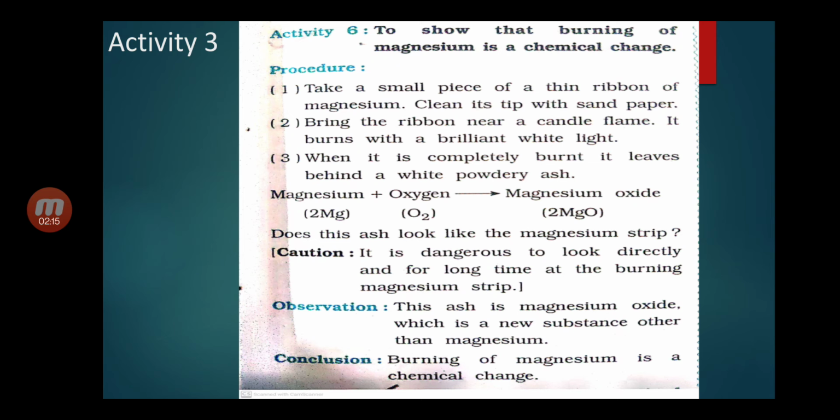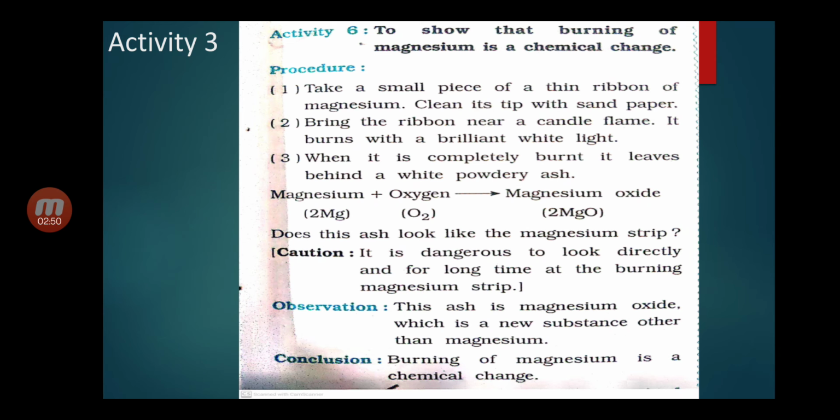Activity 3. To show that burning of magnesium is a chemical change. Procedure. Take a small piece of a thin ribbon of magnesium, clean its tip with sandpaper. Bring the ribbon near a candle flame. It burns with a brilliant white light. When it is completely burned, it leaves behind a white powdery ash.